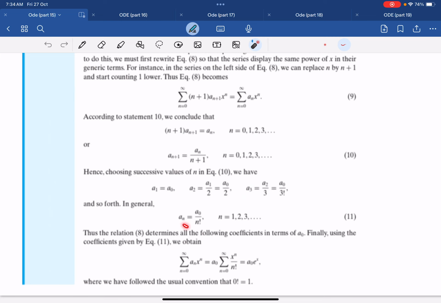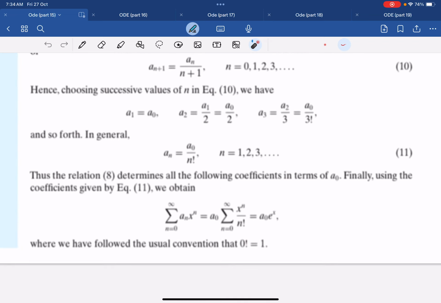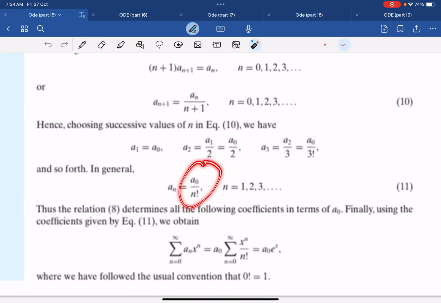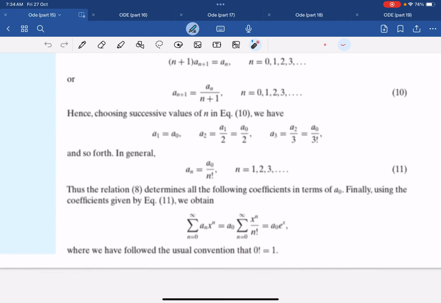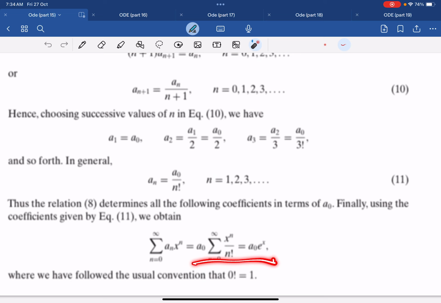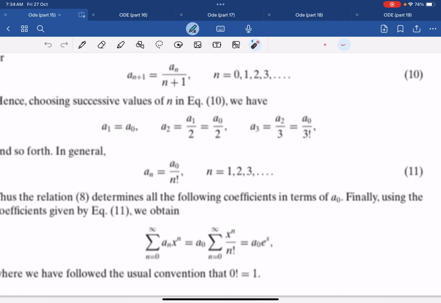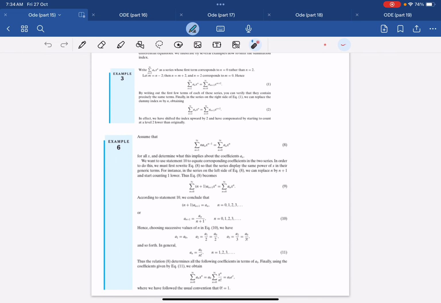So in general, we can use mathematical induction to show that a_n equals a_0 over n factorial. And then we can resubstitute this formula back into the original series to get the following. And we know that this series is just the series expansion for e^x. So it's just a_0 e^x.